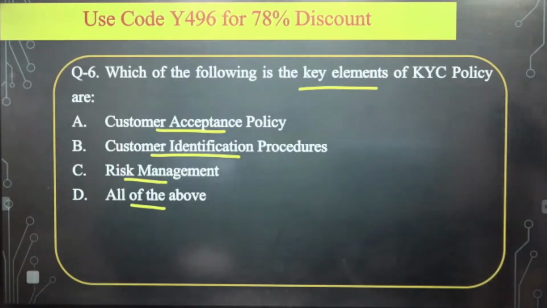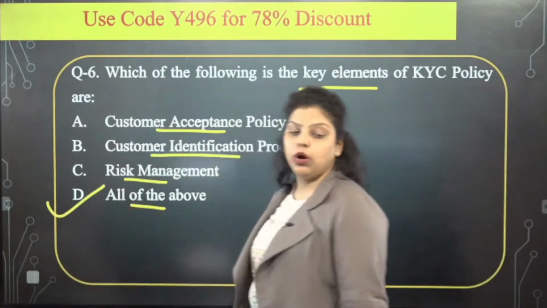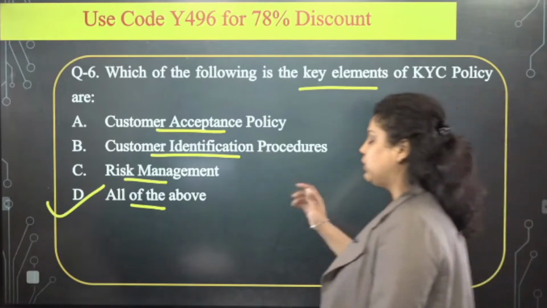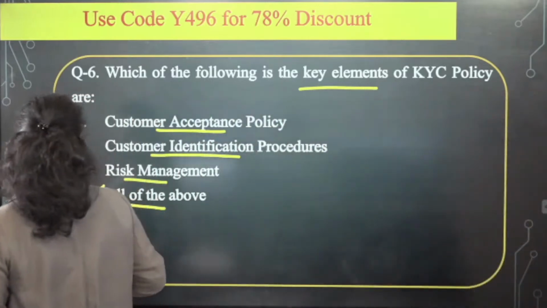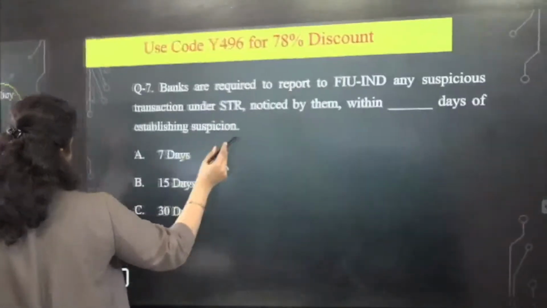Okay, so the right answer will be all of the above. The right option is D, all of the above is correct. Customer acceptance policy, customer identification procedure and risk management all are part of the key elements of KYC policy.